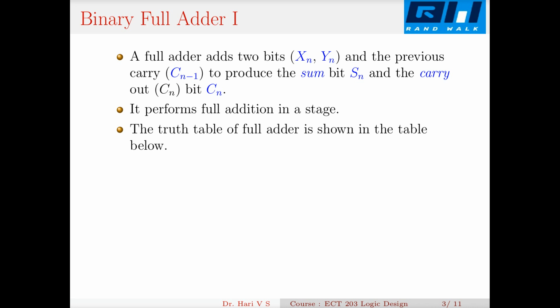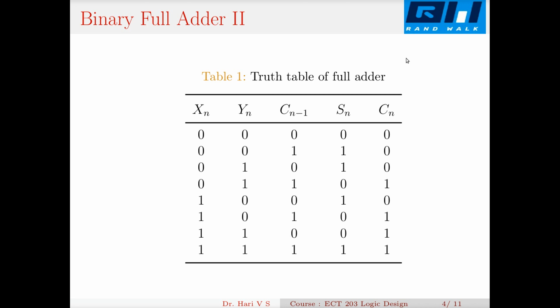Binary full adder adds two bits, say xn and yn, where n is the nth stage of addition, and the previous carry, that is the carry from the previous stage, cn minus 1, to produce a sum bit sn and the carry output bit cn. So that performs a full addition. The truth table looks like this. The inputs xn, yn, cn minus 1 form 3-bit patterns, 0 0 0, 0 0 1, up to 1 1 1. And this is the sum value, and this is the carry value.